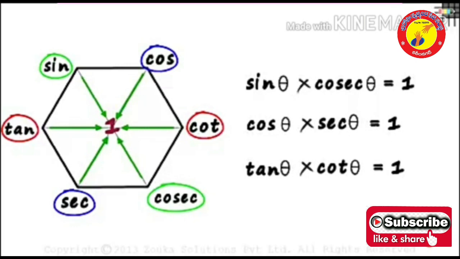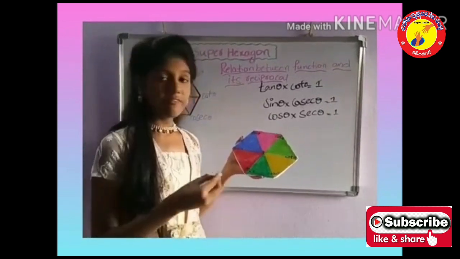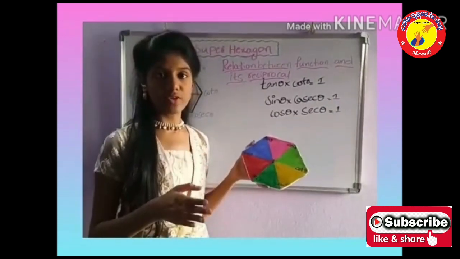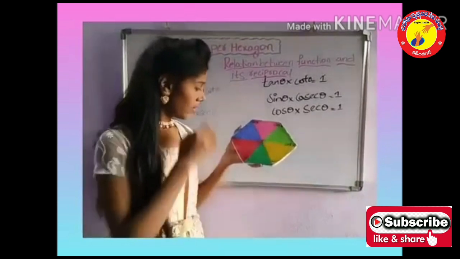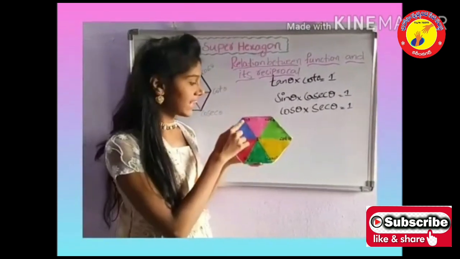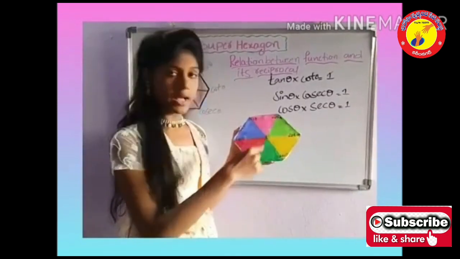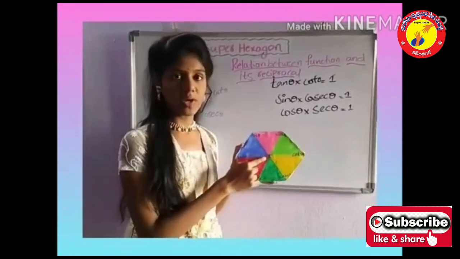Now let's see the relation between a function and its reciprocal. Look at this figure. You will observe that if we multiply a function and its reciprocal, we get 1. See, tan theta into cot theta is equal to 1. Sin theta into cosec theta is equal to 1. Cos theta into sec theta is equal to 1.